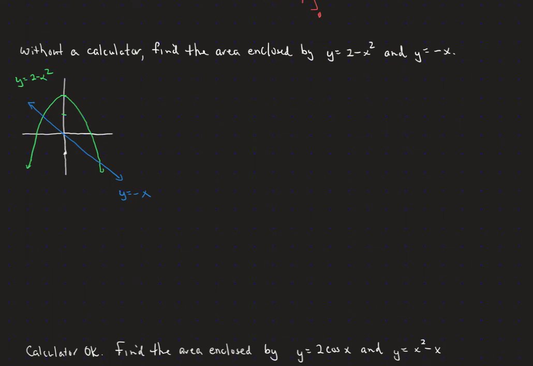Okay, let's see what else we can do. So without a calculator, can we find the area enclosed by y equals 2 minus x squared, which we can see in green, and y equals negative x, which we can see in the blue. So we can imagine our rectangles. I would go with vertical rectangles.